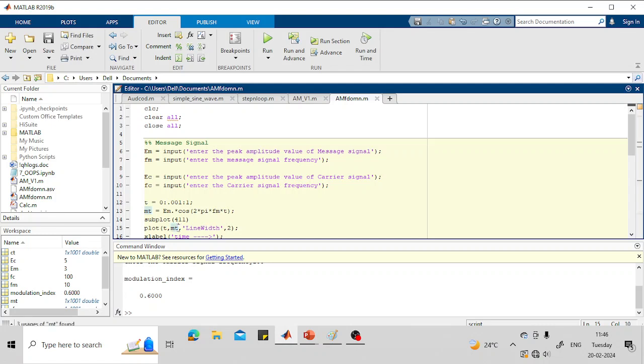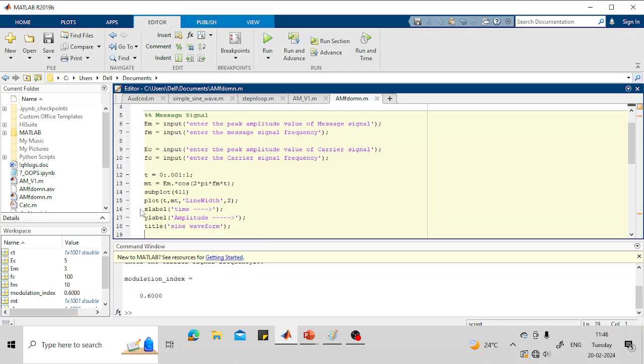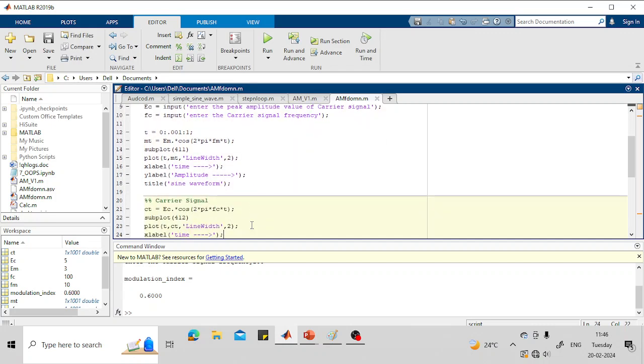This plot you can close it here only. For better visualization, this line width is taken, fine. After that, there is an x label indicating x is time, and a y label indicating y is amplitude, fine. Then the title saying that this is a message signal, or sine waveform. If we want, we can write message signal also. So I wish to go for the same because it will be easy for us.